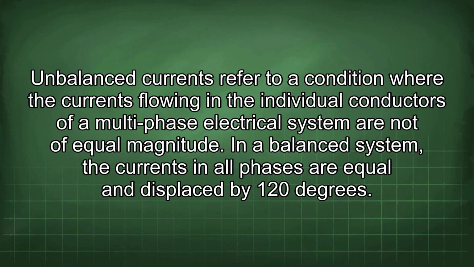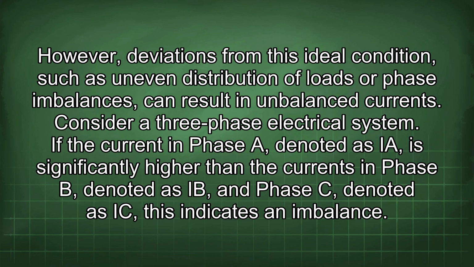Unbalanced currents refer to a condition where the currents flowing in the individual conductors of a multi-phase electrical system are not of equal magnitude. In a balanced system, the currents in all phases are equal and displaced by 120 degrees. However, deviations from this ideal condition, such as uneven distribution of loads or phase imbalances, can result in imbalanced currents.